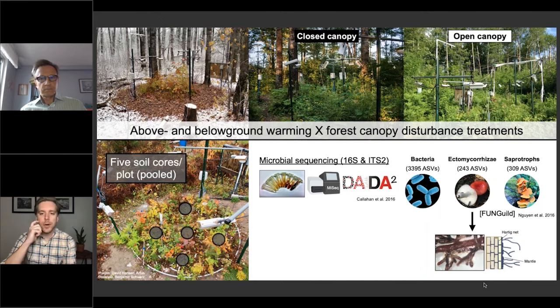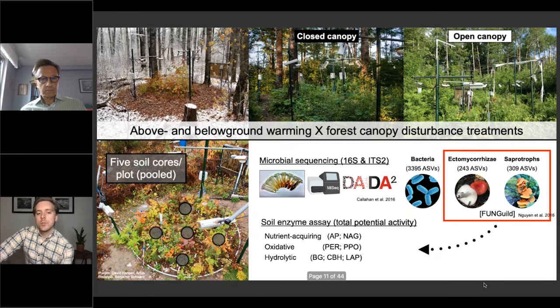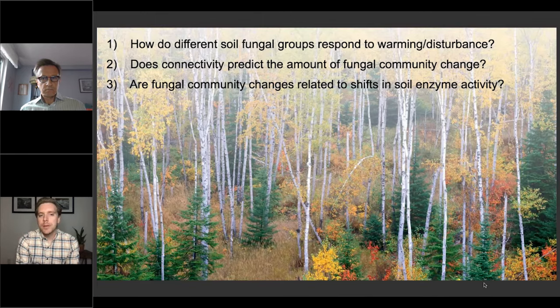Now, in the paper, I talked about all three of these groups. In this talk, I'm only going to focus on the two fungal groups. One of the reasons is because there's a really strong link between the activity of ectomycorrhizae and saprotrophs in forest systems and their extracellular enzyme capabilities to decompose and degrade lignified or highly cellulosic plant material. And we performed a soil enzyme assay from these soil cores as well to measure some level of community functional potential.